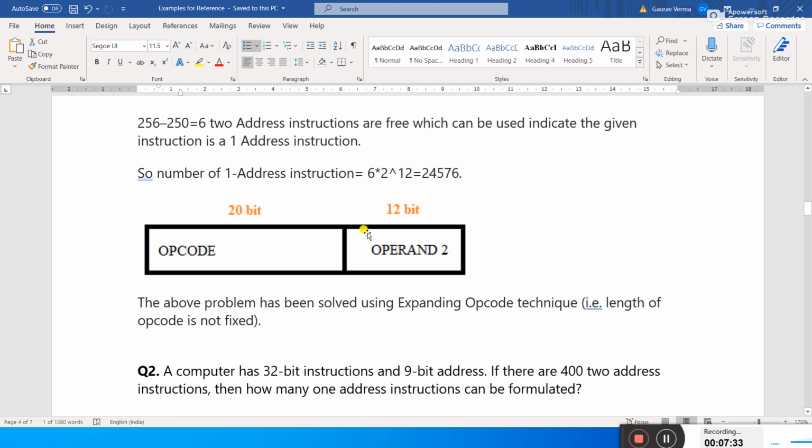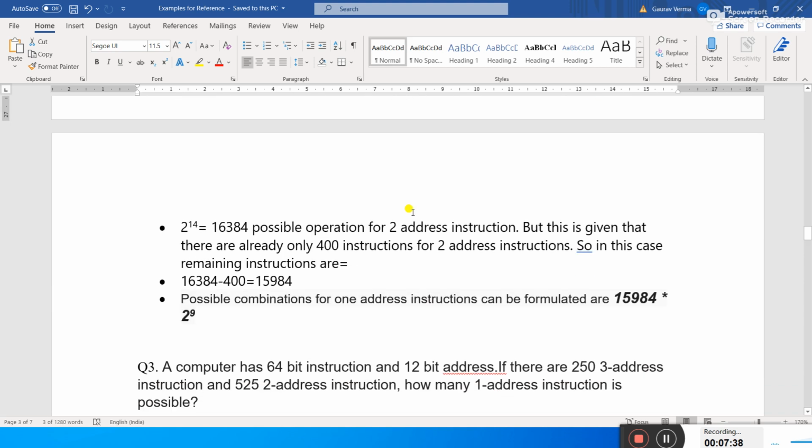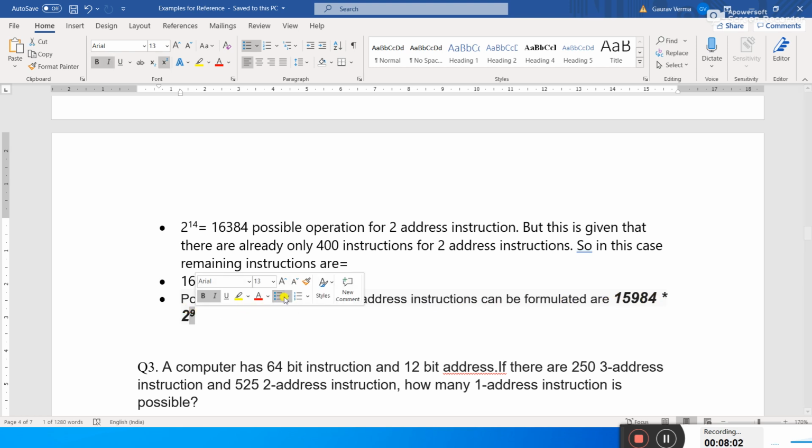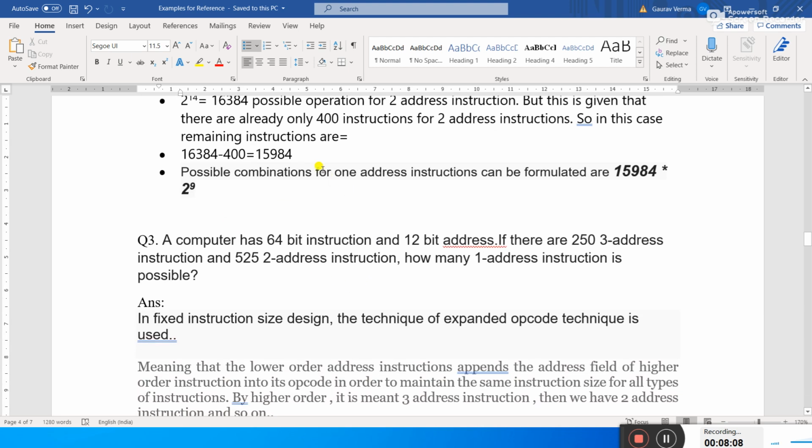So how many instructions are used? He is telling that 402 two address instructions are there. So what we have to do is subtract this value from the value we got from here. The value we get is 15984 multiplied by 2 to the power 9, because it is the address field. What is the address field? It is 9-bit. So we get the number of one address instructions as this value.